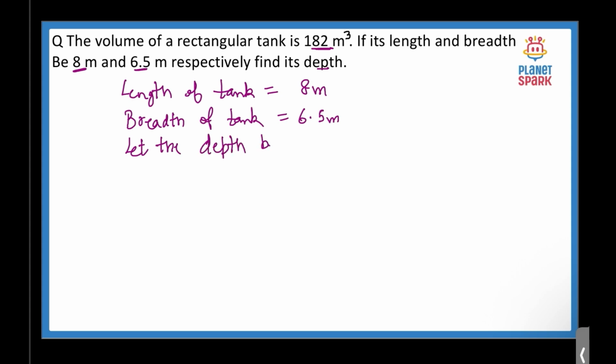Let the depth of the tank be x meter. You can take it as any variable: A, H, D, E. It's just your choice. Now the volume of the rectangular tank is L into B into H.